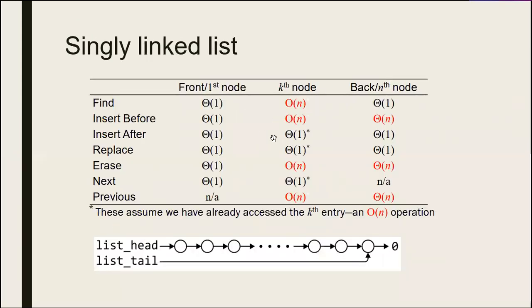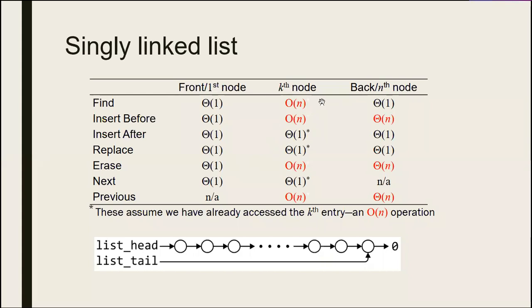As you can see, if you have a single linked list and if you keep track of the first and the last element, that is the head and the tail, in that case, finding the first node takes order of 1, insert before takes order of 1, insert after takes order of 1. So all these operations, the replace operation as well, take order of 1.